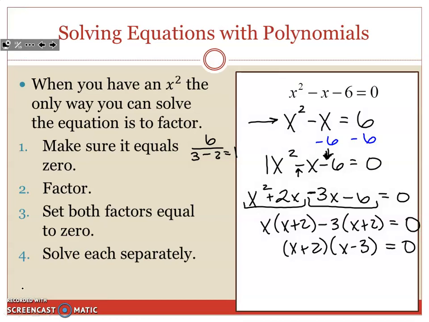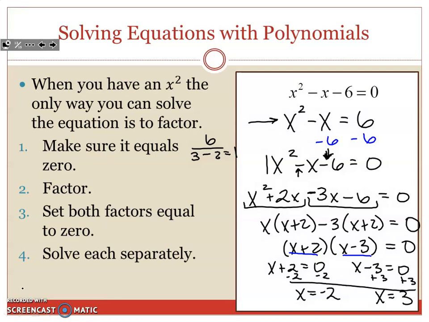Now, when I get to this point, I can set up two equations. So my two equations become x plus 2 equals 0 and x minus 3 equals 0. I can do that because in order for this statement to be true, one of those two has to equal 0. So I'm just going to solve. Minus 2 gives me x equals negative 2. Plus 3 gives me x equals 3. And these are my two answers. Do the on your own activities. We'll check those when we get back to class.